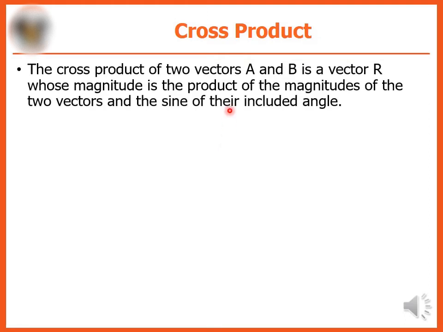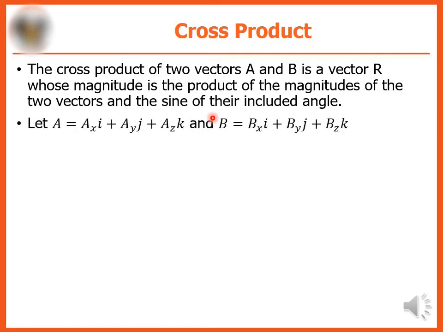Next, we have the cross product. The cross product of your two vectors A and B is a vector R whose magnitude is the product of the magnitudes of the two vectors and the sine of their included angle. So given vectors A and B, the magnitude of the cross product of A and B is equal to the product of the magnitudes of vectors A and B multiplied by the sine of the included angle theta.